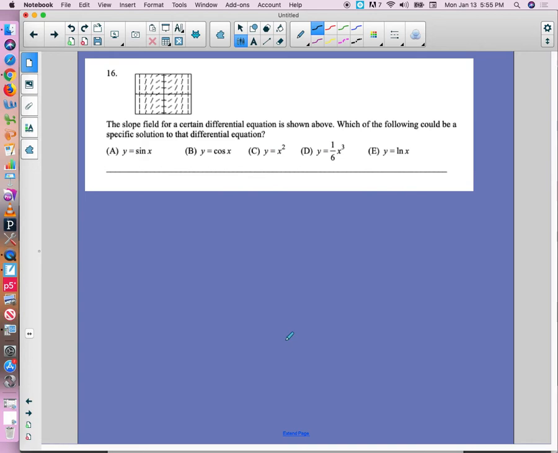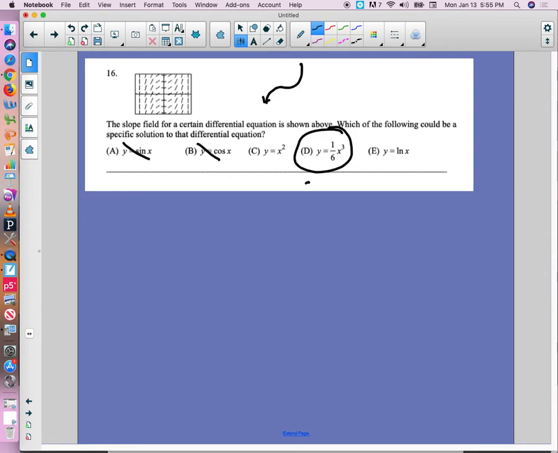All right, so 16, same thing. We're looking at the original. I'm going to rule these out for now because it looks like it's doing something more. In fact, the graph looks a lot like an x cubed graph, so I'm thinking it's this one.